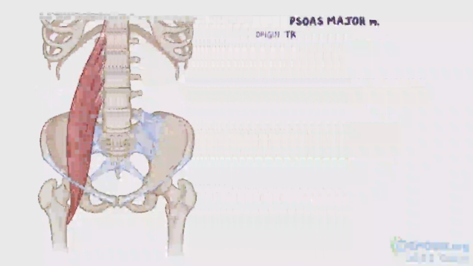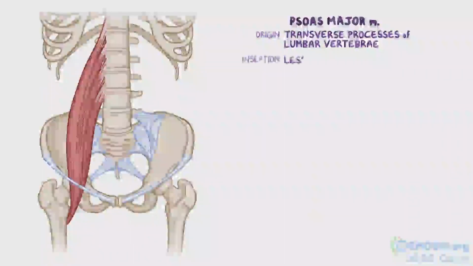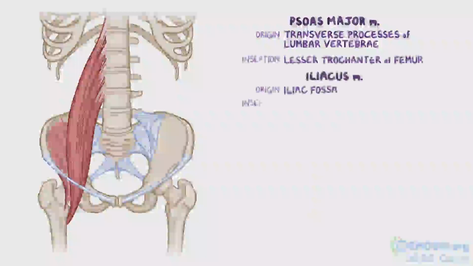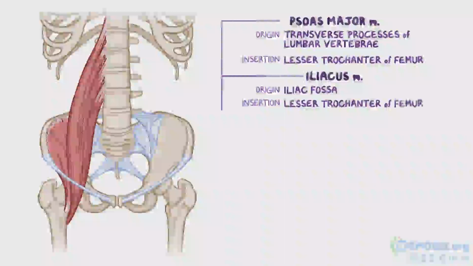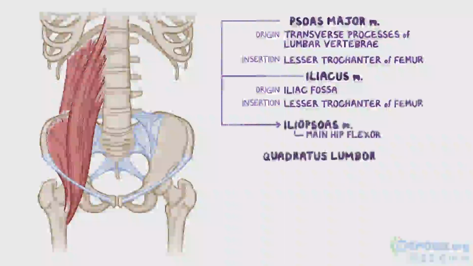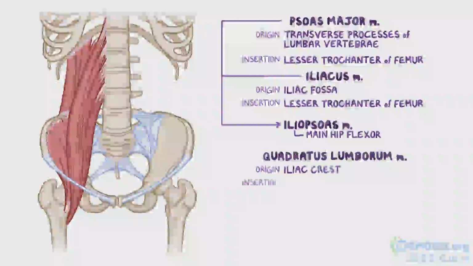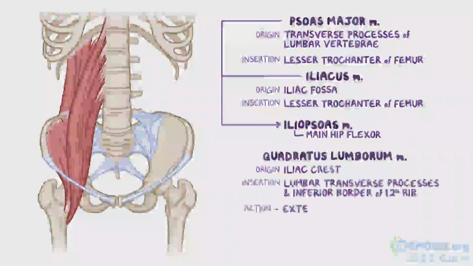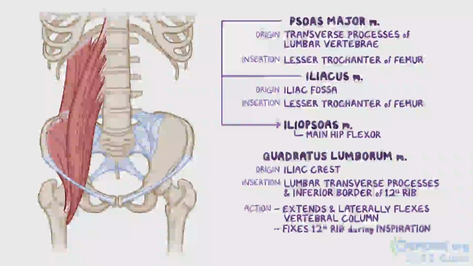Alright, as a quick recap, the psoas major muscle originates from the T12 to L5 vertebrae and intervening intervertebral discs and inserts on the lesser trochanter of the femur. The iliacus muscle originates on the iliac fossa and inserts on the psoas major tendon and lesser trochanter of the femur. The iliacus muscle and the psoas muscle form the iliopsoas muscle, which is the main hip flexor. The quadratus lumborum originates on the iliac crest and inserts on the lumbar transverse processes and inferior border of the 12th rib. It extends and laterally flexes the vertebral column and fixes the 12th rib during inspiration.